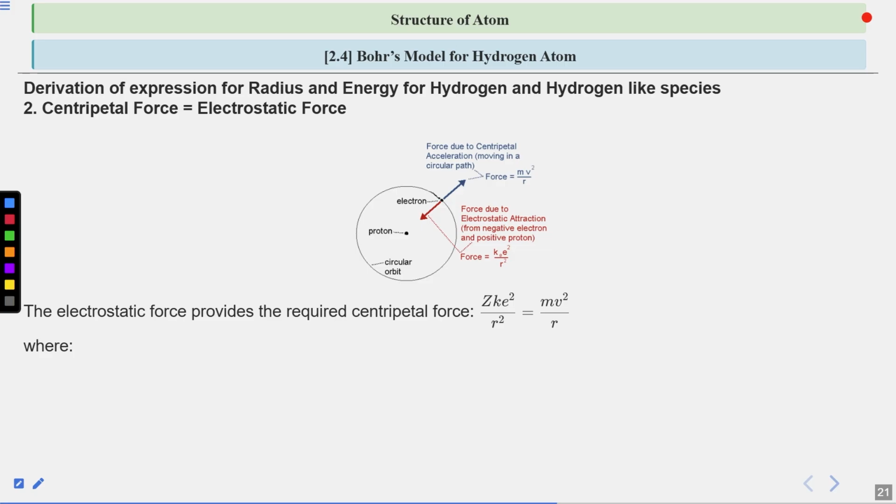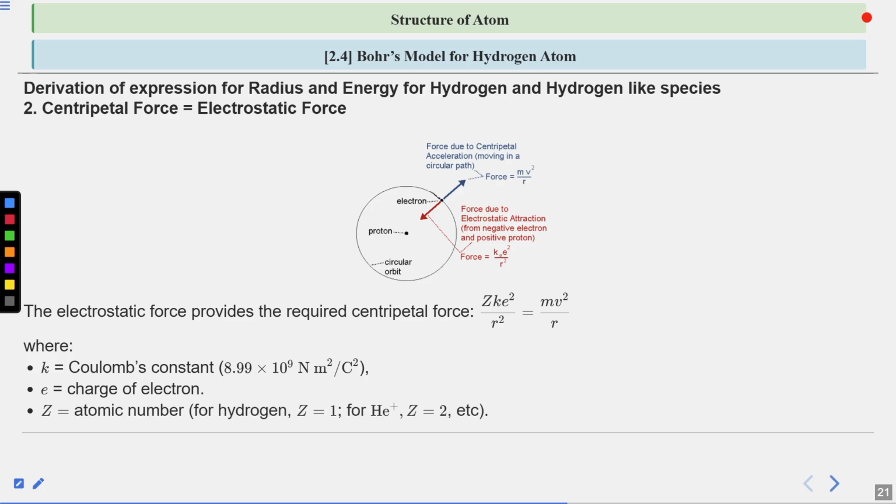Now here, k is the Coulomb's constant, e is the charge of the electron, and Z is the atomic number, because whatever the atomic number is, that will be the number of protons present in the nucleus.